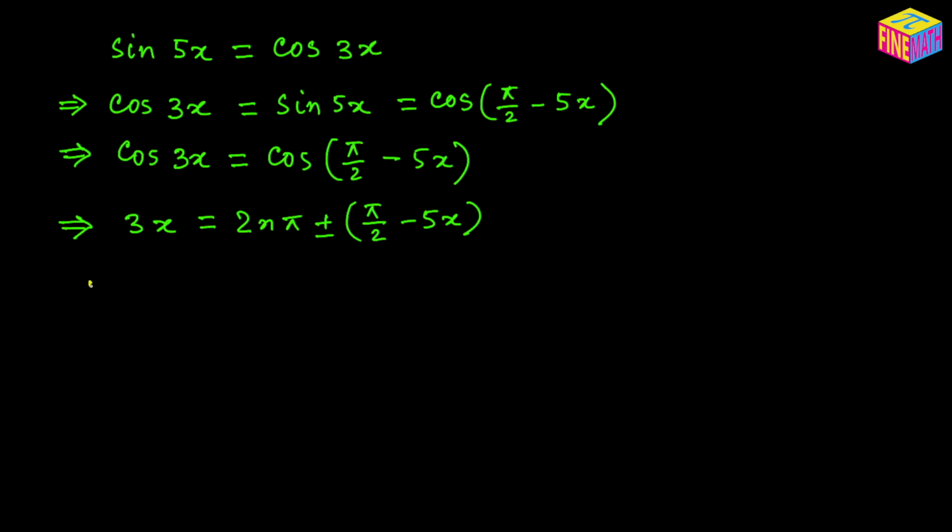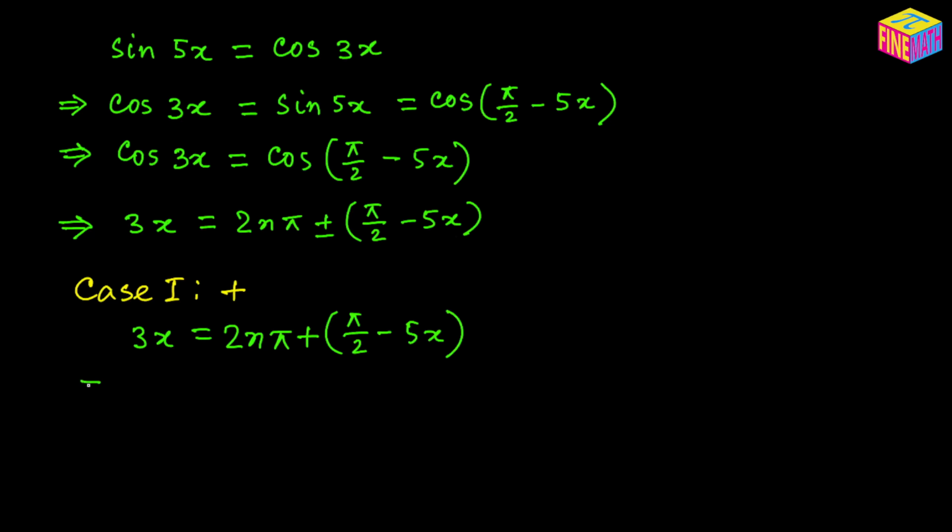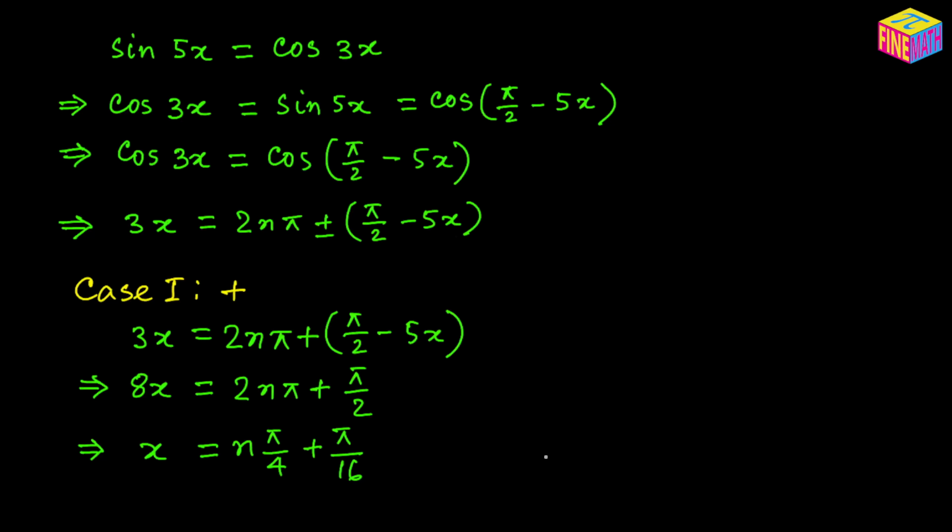In the first case let's take the positive sign, and then we can say 3x equals 2n pi plus pi over 2 minus 5x. If we solve this, the negative 5x coming to the left hand side will become positive 5x and another 3x, so that would be 8x equals 2n pi plus pi over 2. From here, if we divide both sides by 8, x will be equal to n times pi over 4 plus pi over 16, and that is one of the solutions.